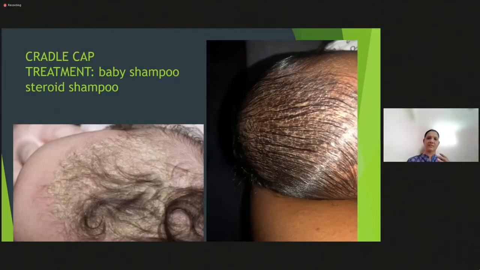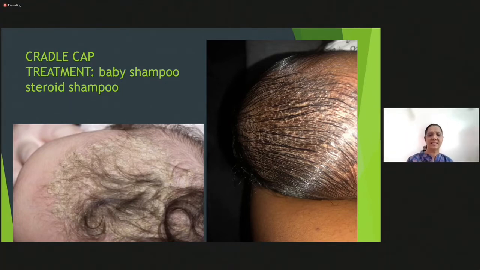In 6 months to 1 year, some children develop this kind of cradle cap. It is basically a form of seborrheic dermatitis due to excessive sebum at that particular age group. So if it is mild, it can be treated with baby shampoo. If it is severe, a steroid shampoo can be added.